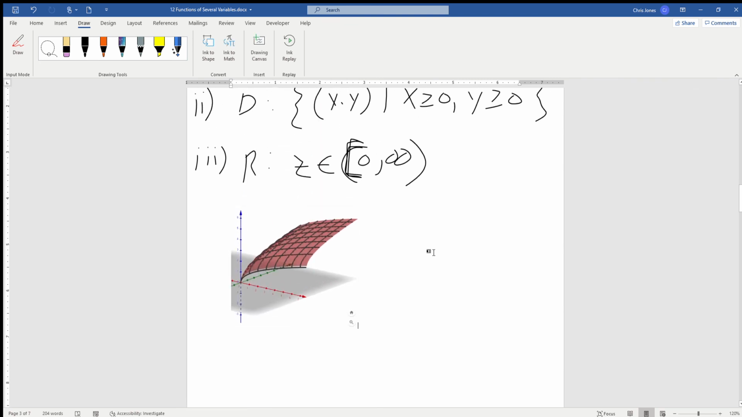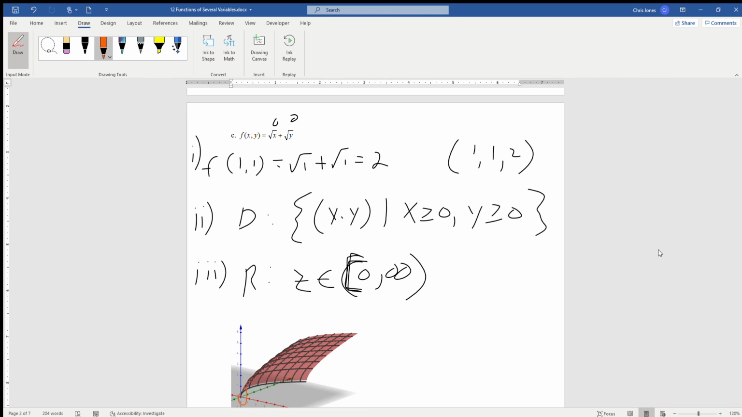Notice that what happens is it starts at the origin (0, 0, 0), and it just keeps getting bigger from there. Notice that all the values are in the first octant, meaning that z is not negative, x is non-negative, and y is non-negative. So it just makes sense that our domain and range must be correct for this problem.